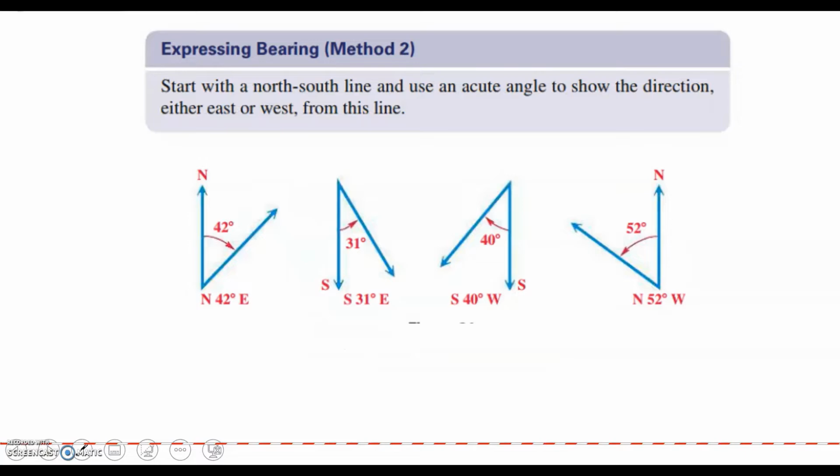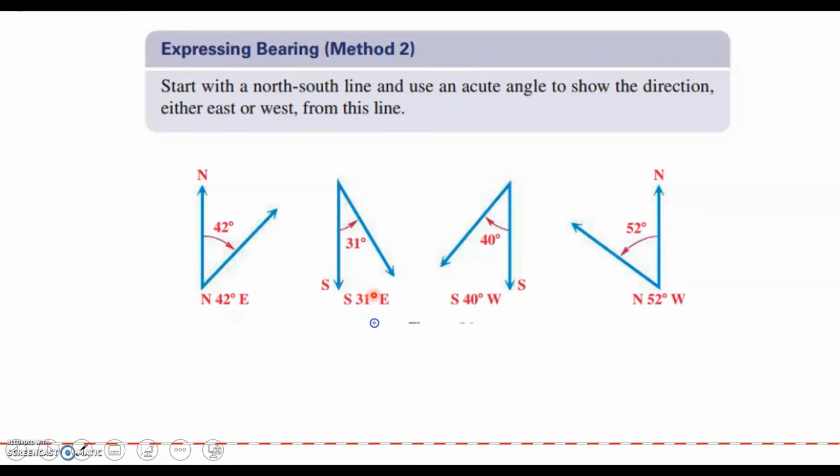The second method is you either start with a north or a south line, and then you create the acute angle to show the direction either going east or west from that line. Okay, so for example, this first one is north 42 degrees east. That means you start with the north line and you measure 42 degrees east. So remember, east is this way, west is that way. And you go in whatever direction, either east or west. That tells you whether you go clockwise or counterclockwise.